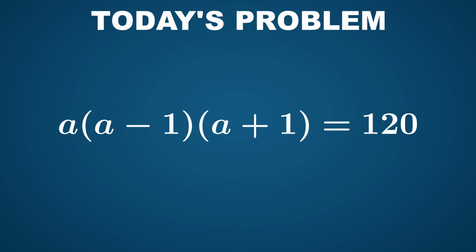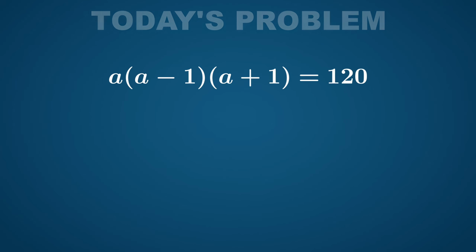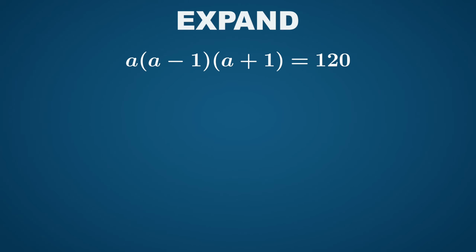Here is today's problem. We have a times a minus 1 times a plus 1 equals 120. We need to find the value of a that makes this statement true. We will start by expanding the expression on the left side.